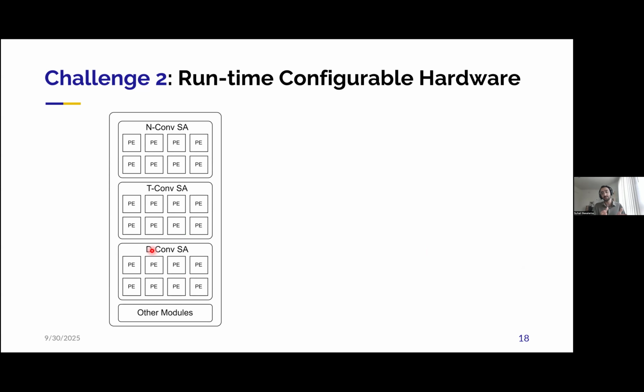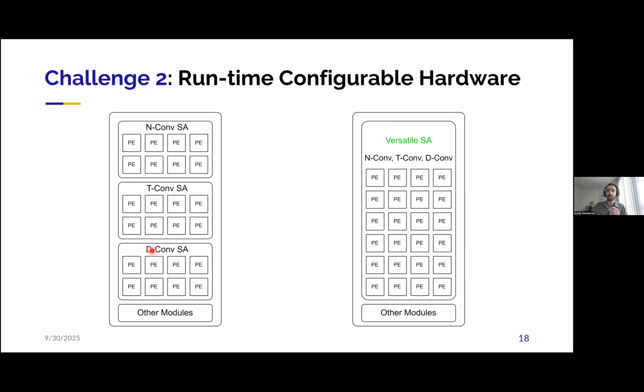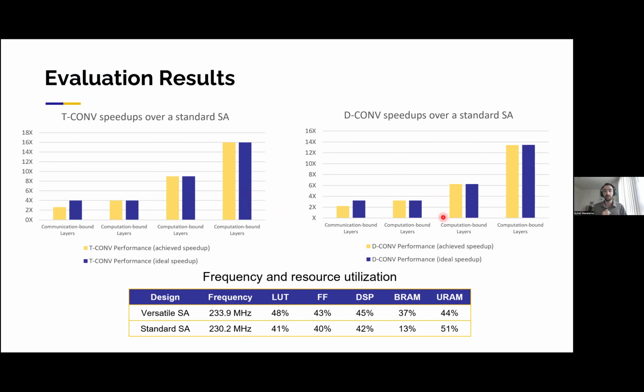And instead of, as I said, creating 3 different systolic arrays for each one, now that we have this decomposition algorithm where we can turn them all into normal convolution operations, we can add hardware signals to specify which type of convolution we are running, and we pack them all into one versatile systolic array as shown in this figure. And we have the initial evaluation results on this versatile systolic array.